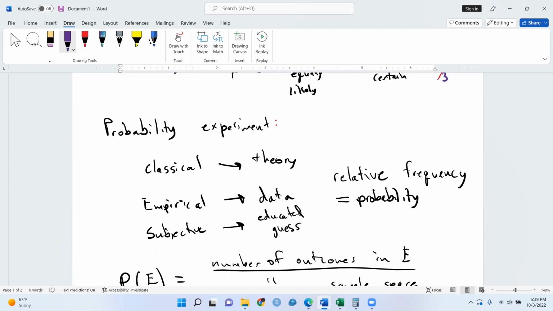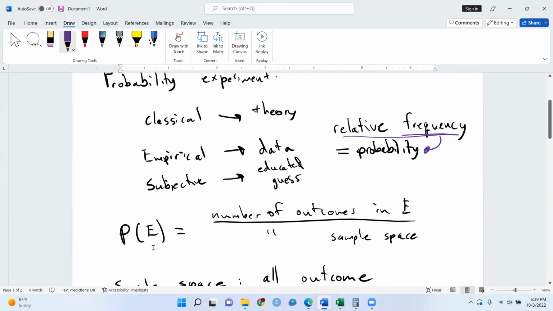So all of the tables you were filling out in chapter 3, where you were calculating relative frequencies, without knowing it, you were setting up empirical probabilities. And then the less useful one, although it's still useful, is the educated guess one. That's what we call subjective. Experts in the field can make predictions.